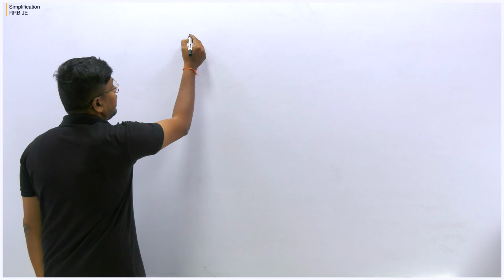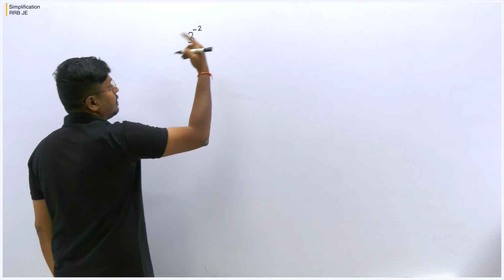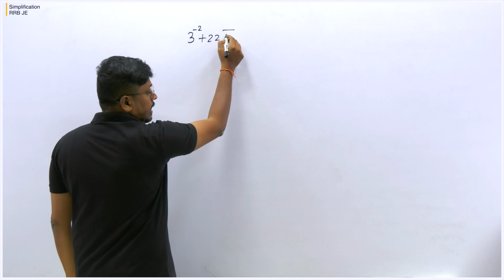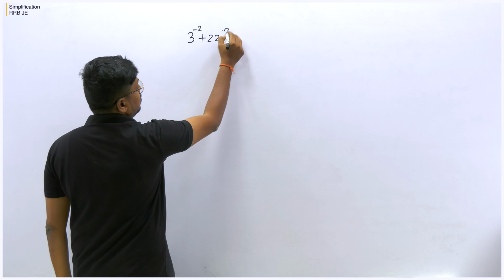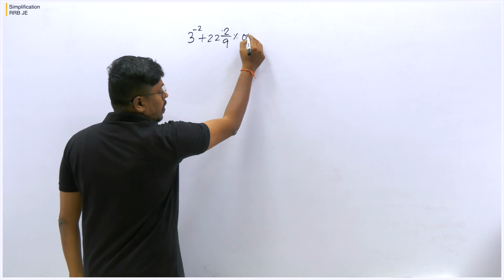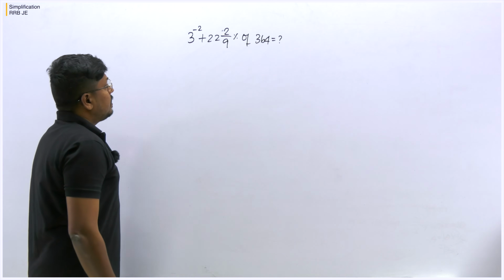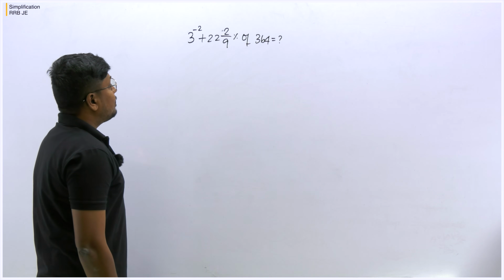As 3 power minus 2. So again the question has a power of minus something. So plus 22 2/9 percentage. So 22 2/9 percentage of 364 is equal to question mark, right? So now we need to find the value of the question mark.